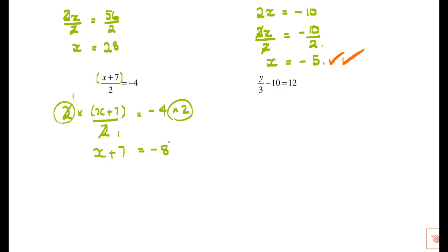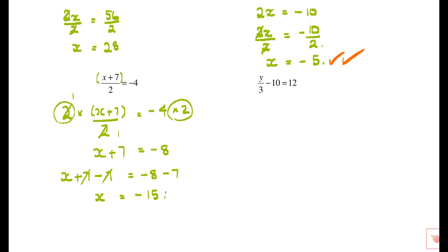Now it's just a matter of solving for x by subtracting 7 from both sides. So x plus 7, we're only doing one thing to x, we're adding 7 to it on the left hand side, so let's subtract 7 from both sides. And of course the 7's disappear on the left hand side, so we're left with x is equal to negative 15 on the right hand side. And it's easy enough to substitute that back in. I'll let you have a go at that one.